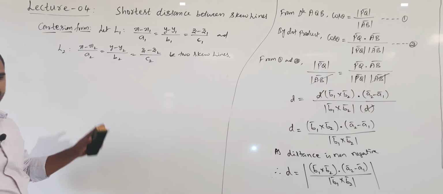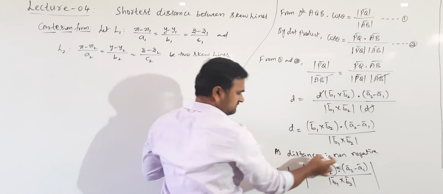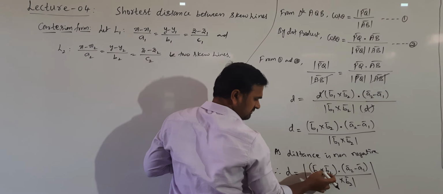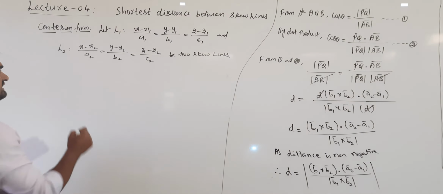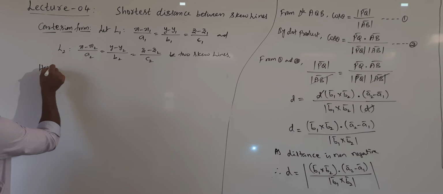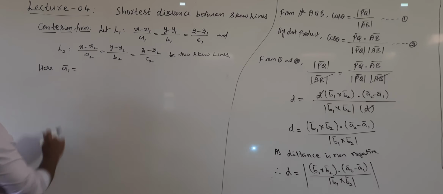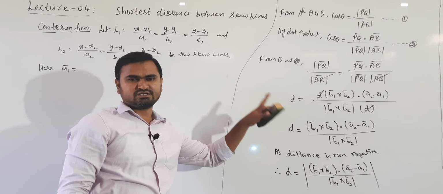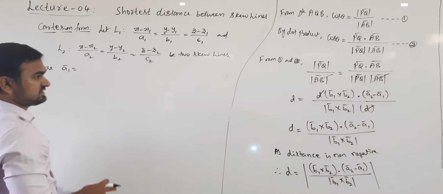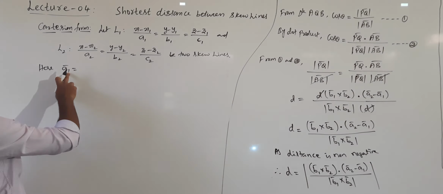Now Cartesian form we are deriving from vector form. So in vector form, what are the notations we have? b1 bar, b2 bar, a2 bar, a1 bar. So here what is a1 bar? a1 bar means position vector of first line. First line, it is passing through which point? First line passes through the point with position vector a1 bar.